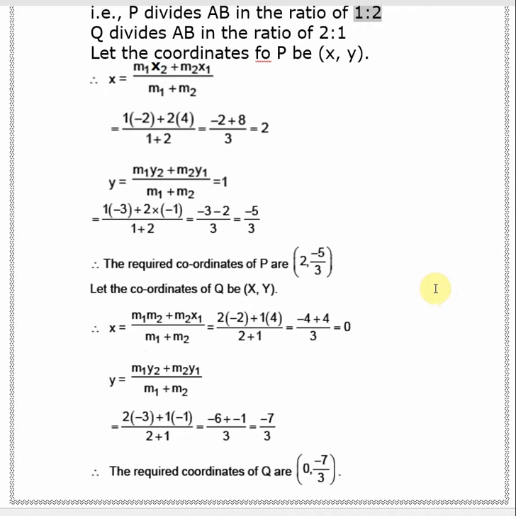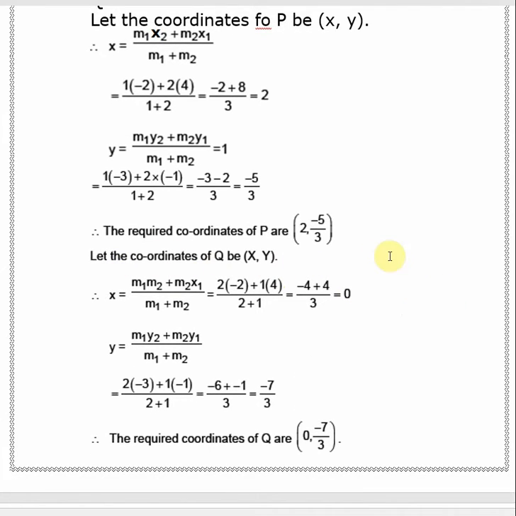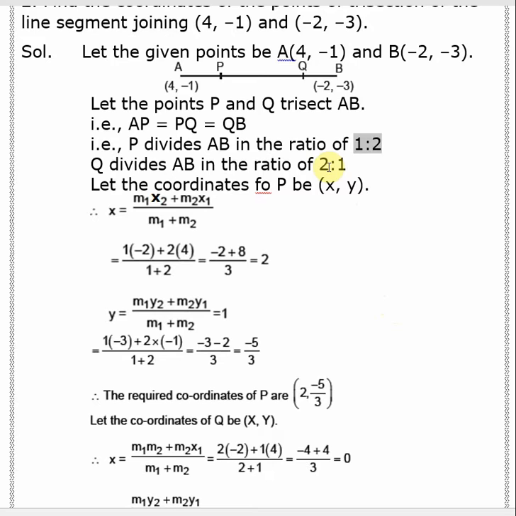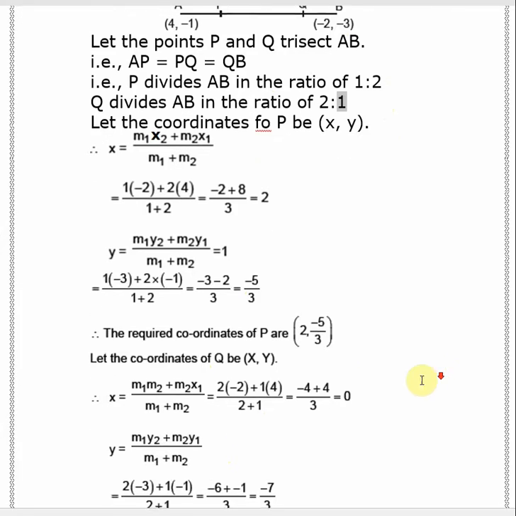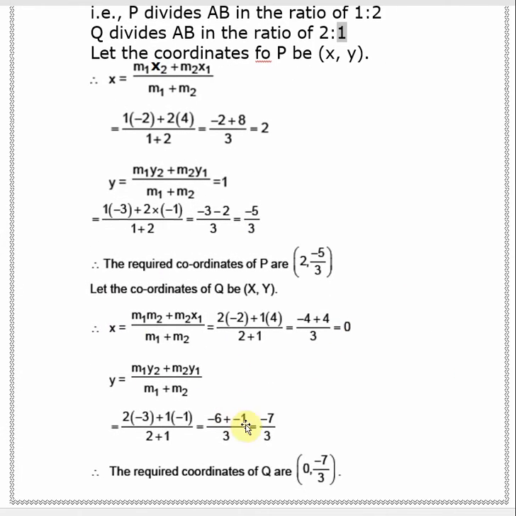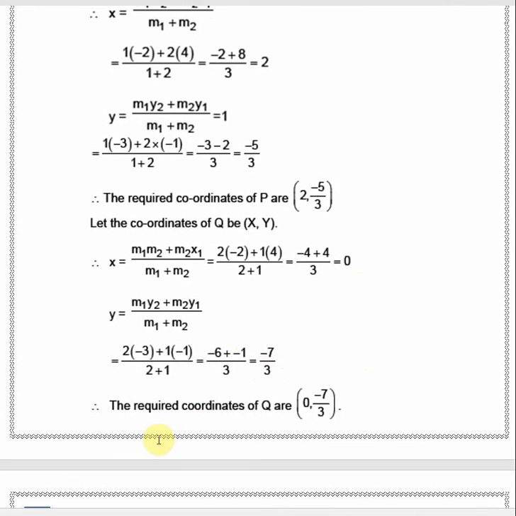Now similarly for Q, x is (m1 x2 plus m2 x1) by (m1 plus m2). Here m1 is 2, m2 is 1, and for Q once again x1 is 4, x2 is minus 2, y1 is minus 1 and y2 is minus 3. If you put all this into these two expressions, x you will get 0, y you will get minus 7 by 3. That means coordinates of the Q is 0 comma minus 7 by 3.